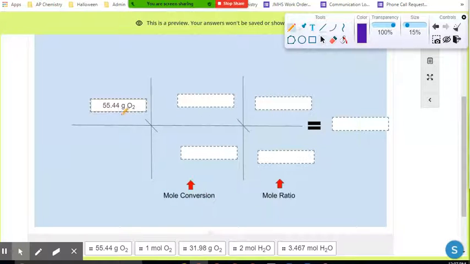Here we go. So I have grams of O2. That's going to go down to the right. So we have grams O2 down here. This is our conversion step, right? This is where we're going to use the 1 mole to molar mass thing. So these values down here, we have a 55.44, we have a 31.98. Which one of those are we going to put into this box down here? Be ready to tell me why.